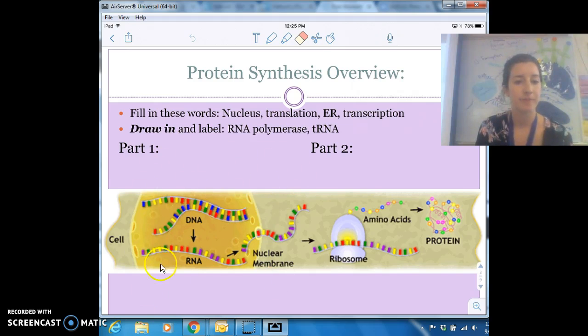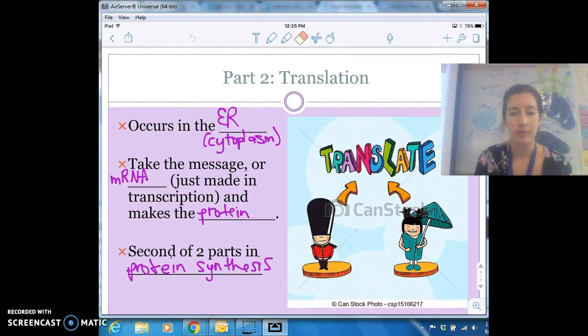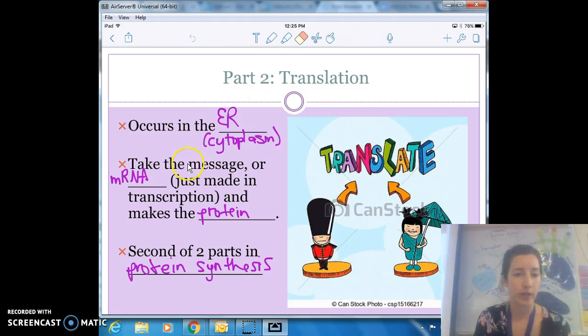What's this part called? Yep, transcription, and then the second part is, okay, part 2 is translation. It occurs in the ER. It also can happen in the cytoplasm. If you have free ribosomes in the cytoplasm, you take the message that we just made, the mRNA, and make the protein. It is the second part of protein synthesis.